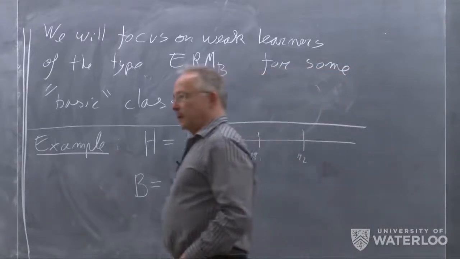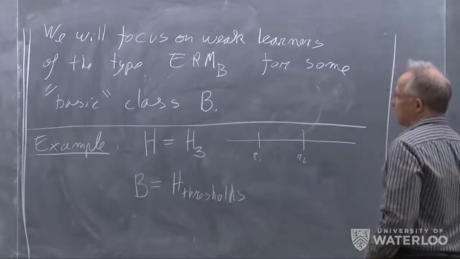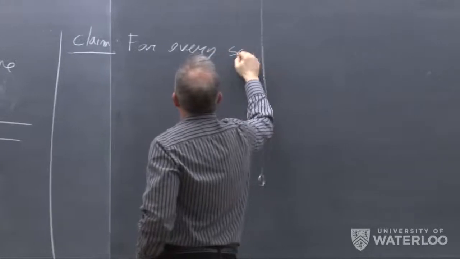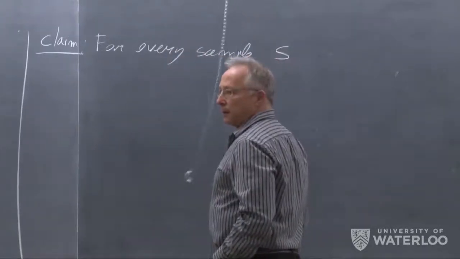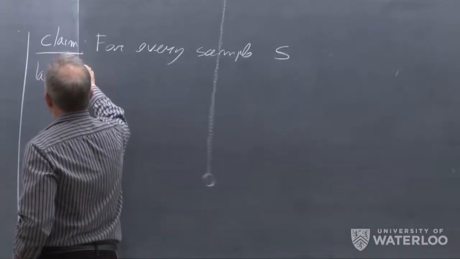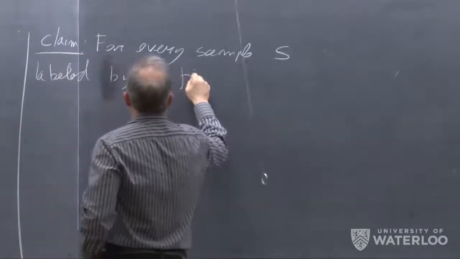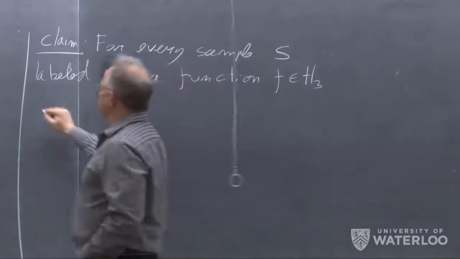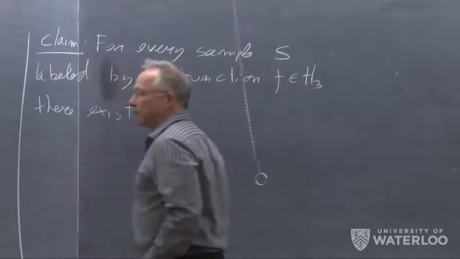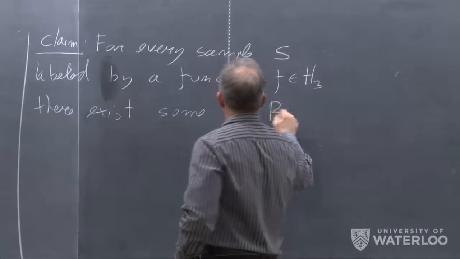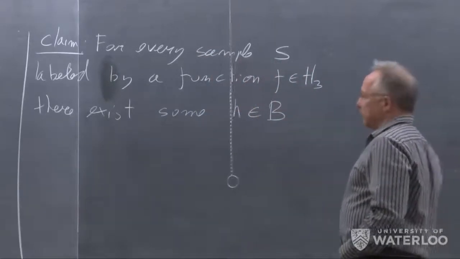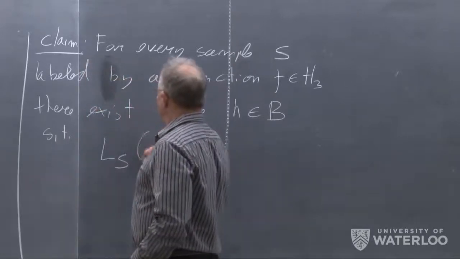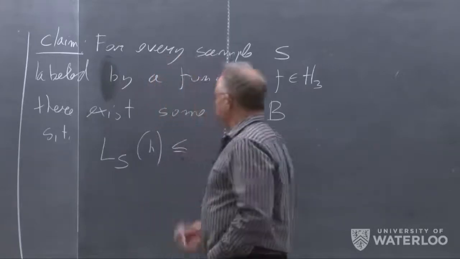And we saw a claim that we have proved. One claim was that for every sample S labeled by a function f in H3, there exists some h in our simple class B, the threshold functions, such that the loss with respect to the sample of h is at most 1 over 3.